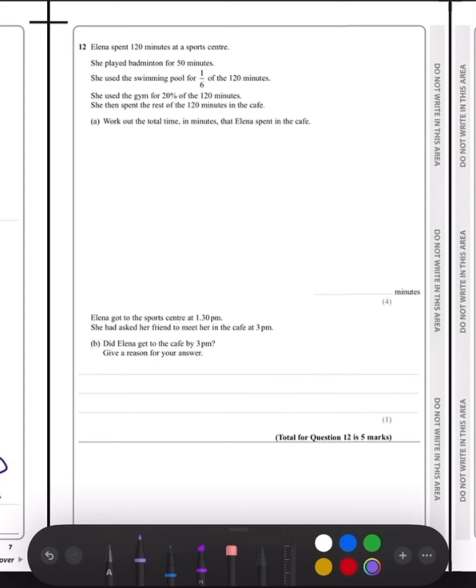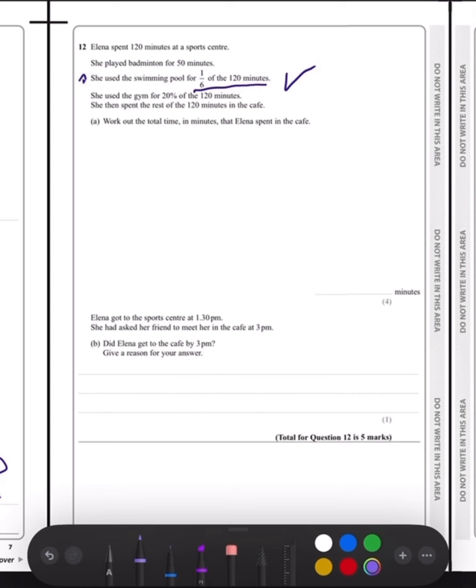So firstly, if some people are not already familiar with this question, about how to solve this question, firstly take these questions as separates. Okay? So firstly, when we read the question again, Elena spent about 120 minutes at a sports center. She played badminton for 50 minutes. She used the swimming pool for 1/6 of the 120 minutes. So here we already know that we can solve it, right? How can we solve it if you take it as a simple question? We can just take the part 1/6 of the 120 minutes.